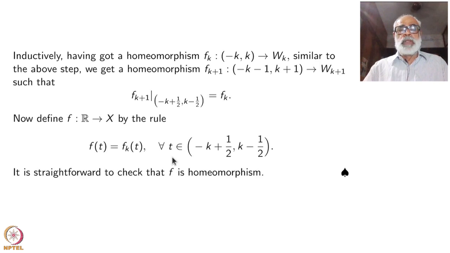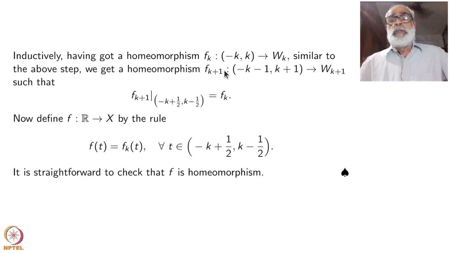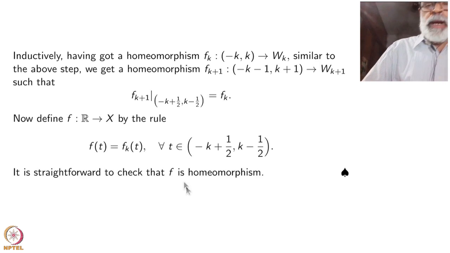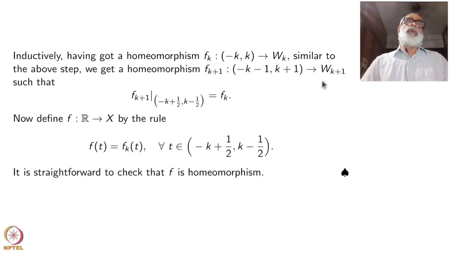To show the open mapping, you can show that any small open interval like minus epsilon plus epsilon, its image is open. You don't have to show the whole thing is open. Every small interval, its image is open, then the whole thing will be an open mapping. So I will leave that one to you, but learn this method, how to patch up homeomorphisms. If things are arbitrary homeomorphisms, not agreeing with the other one, then you will have a problem. So when you have inductive steps like this, it is possible to patch it up to get a homeomorphism, the entire thing. Why is it surjective here? Because the union of all Wk's is the whole of X.